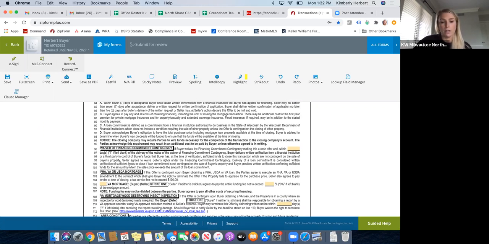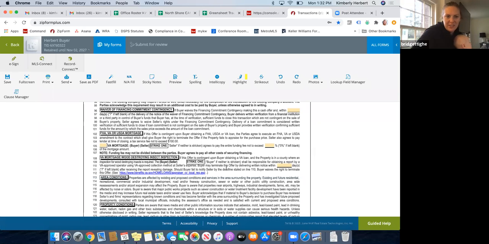The next section acknowledges more about the waiver of financing commitment. So if it's a cash offer, buyer is not making the offer contingent on financing. It states if the buyer waives the financing commitment contingency, making this a cash offer, and within 7 days of the delivery of the notice of the waiver of financing contingency, buyer delivers written verification from a financial institution or a third party that the buyer has sufficient funds to close. So it's just another acknowledgement that the buyer must deliver that proof of funds within 7 days.